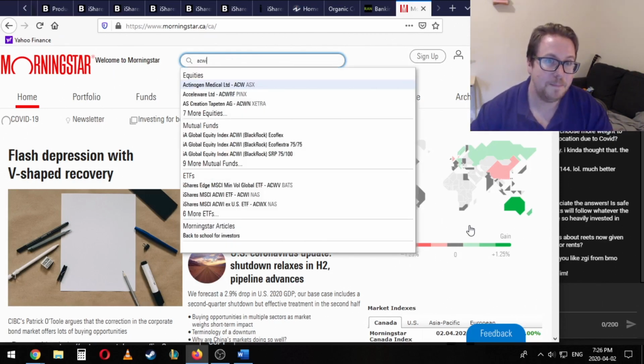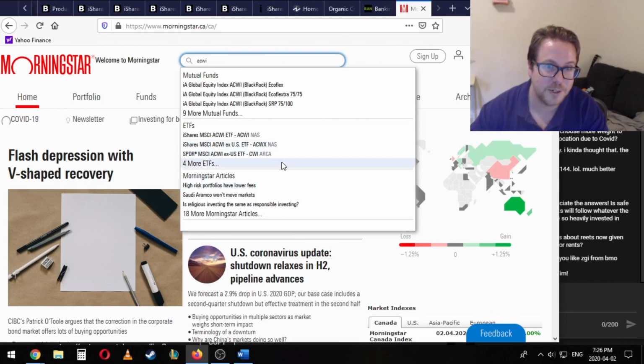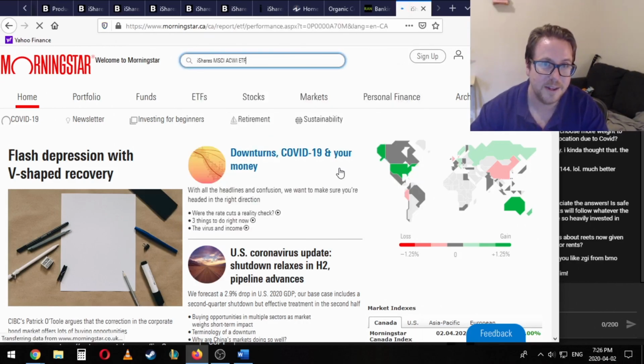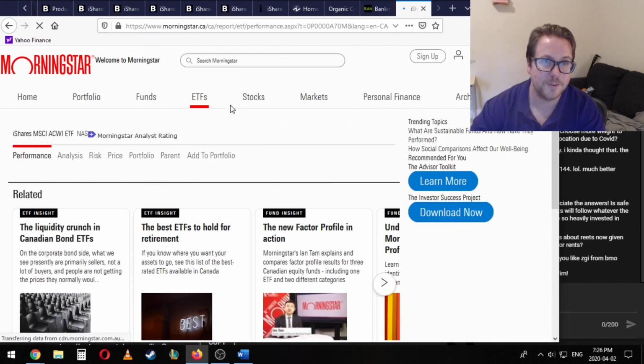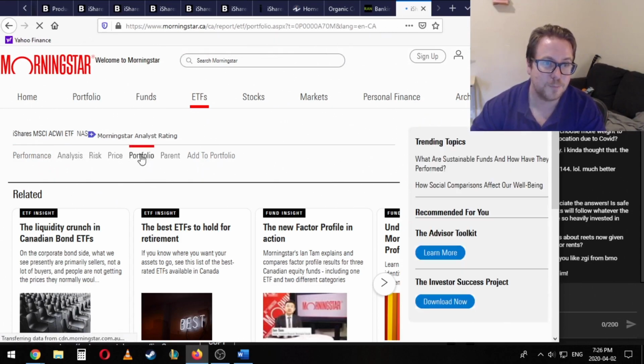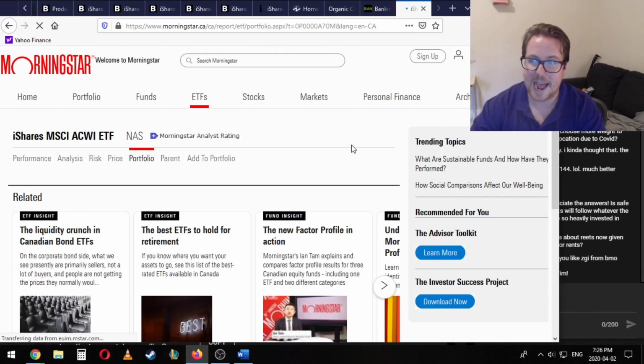So remember, my benchmark index is this All Country World Index, ACWI. And what's super cool is I can look for it on Morningstar. I can click on this portfolio tab, and after it loads, let's just give this a minute.